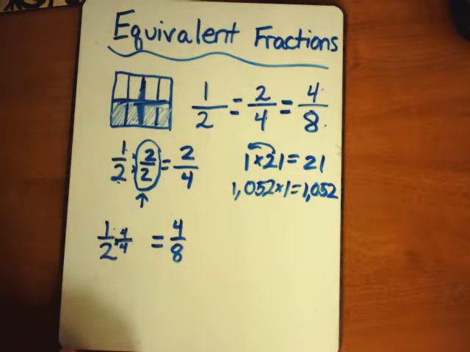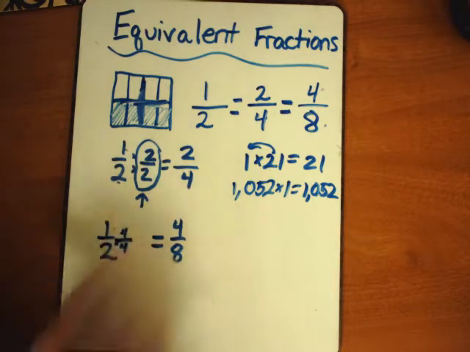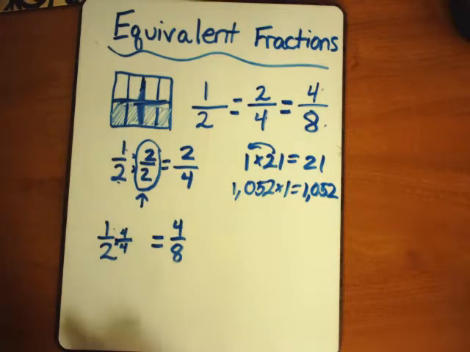So when you're making equivalent fractions, if you are writing and multiplying the numerator and the denominator by the same number, then you've got an equivalent fraction.